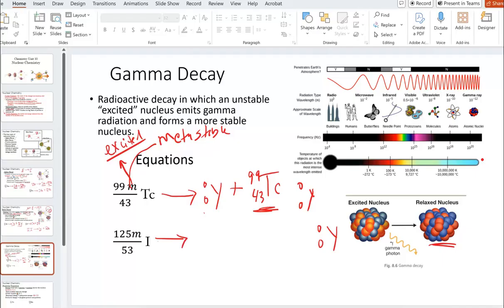Super easy. Again, I know this breaks down through gamma decay, so it's going to produce a gamma ray and a more stable isotope of iodine-125, atomic number 53.